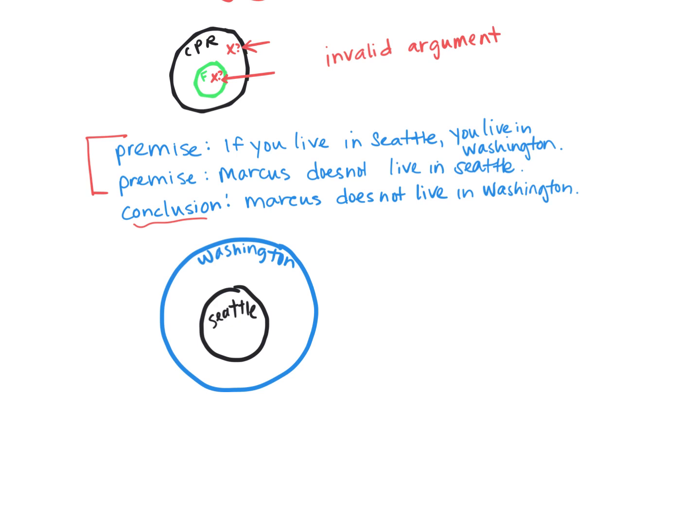Now we know that Marcus doesn't live in Seattle, so he's not going to live inside here. So he's going to live either right outside of that Seattle circle, or he could live outside of that Washington circle. We're not sure. So again, anytime that we're not sure of where this X has to be, that means that we have an invalid argument.